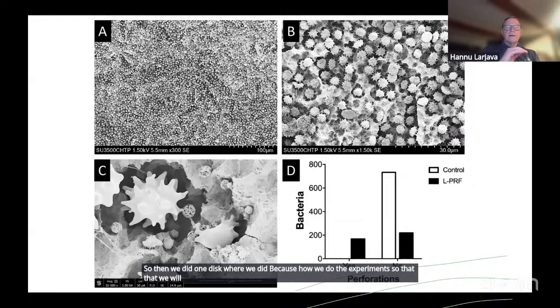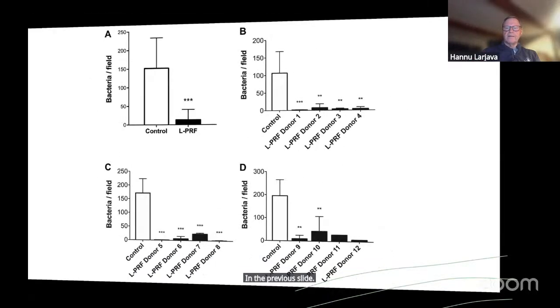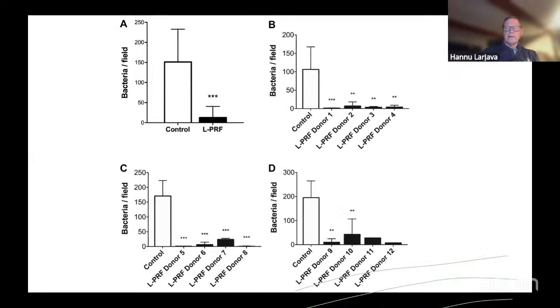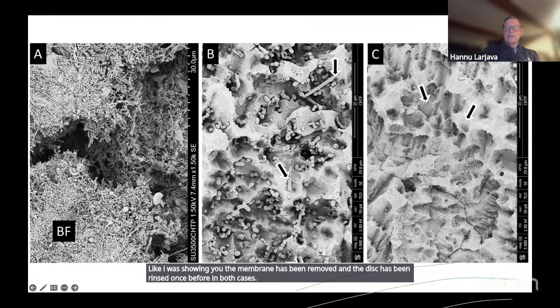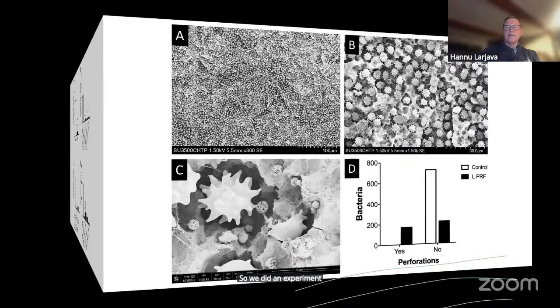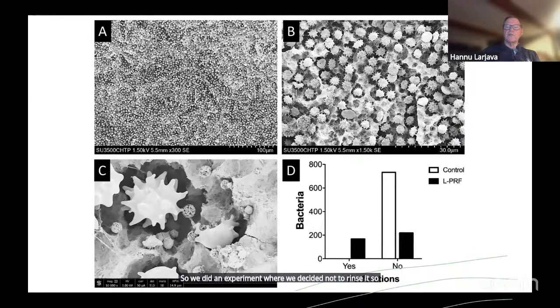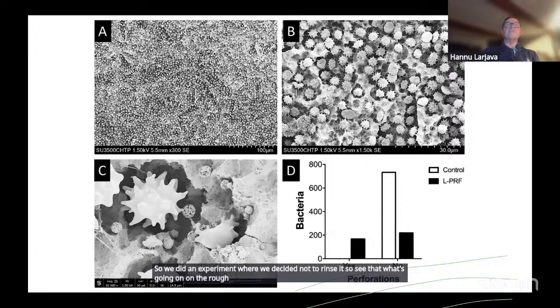So then we did one experiment. The way we do the experiments is that we put the biofilm on the disc, then we rinse, then we put the materials on top, and then we remove them, and then we rinse again. In the previous slide, like I was showing you, the membrane had been removed and the disc rinsed once in both cases. So we did an experiment where we decided not to rinse it, to see what's going on on the rough surface, and this is what we see.